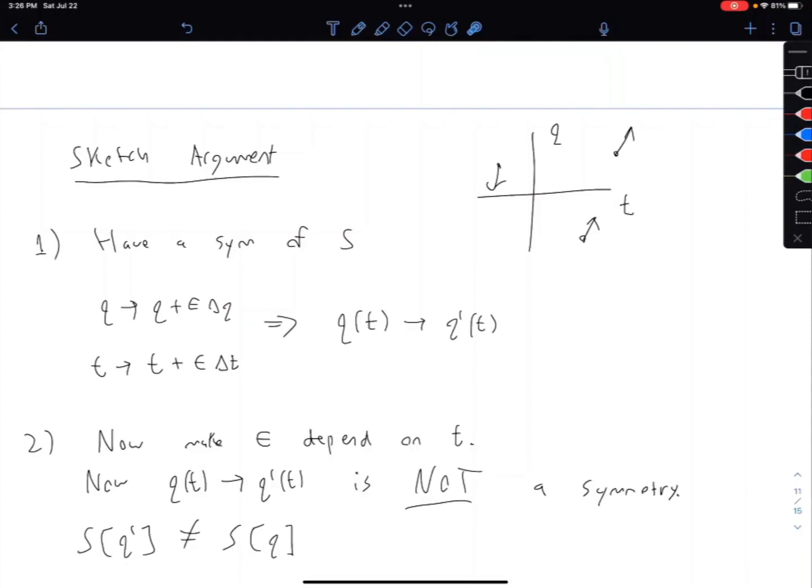Would it be correct to say that any infinitesimal general transformation, general quantity can be represented like this? Yes, that would be the case, Ash.